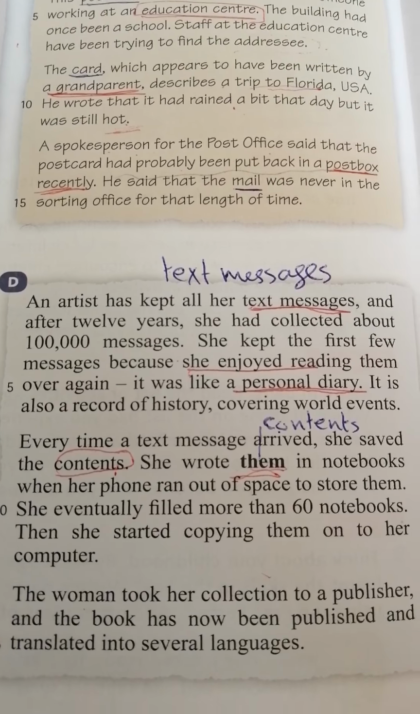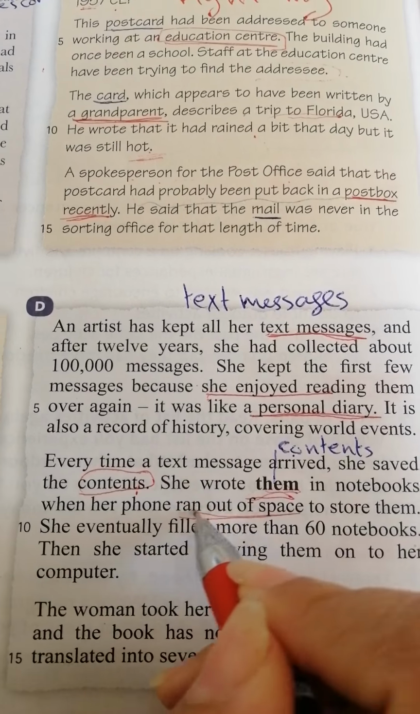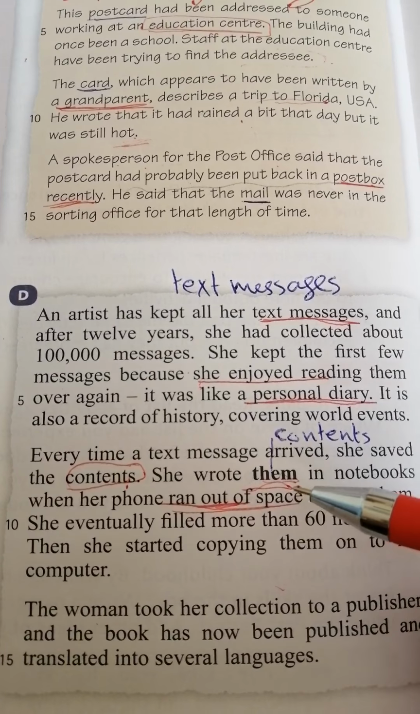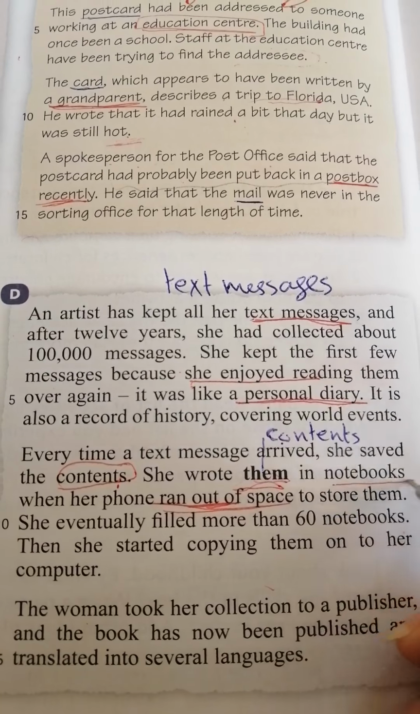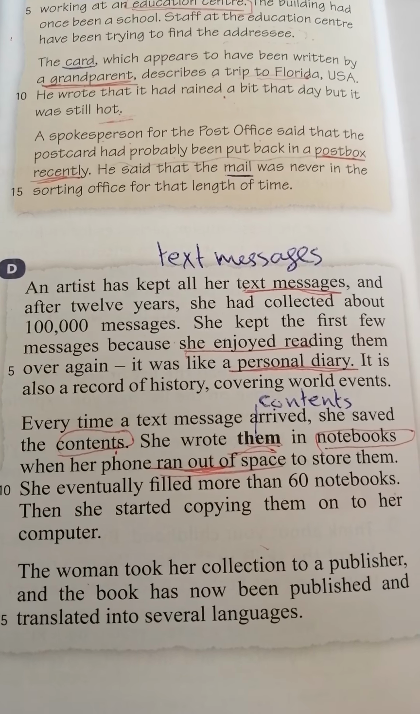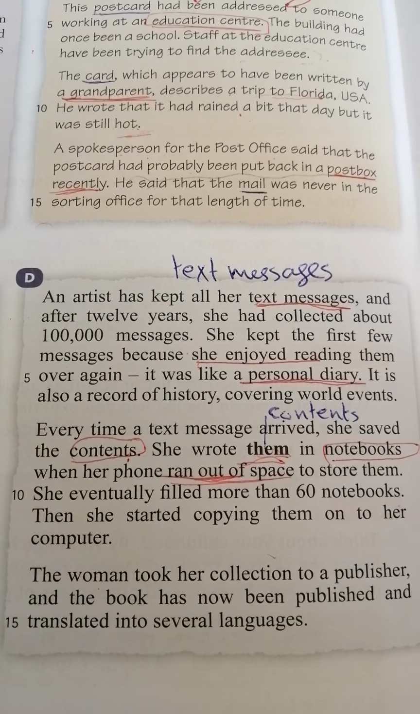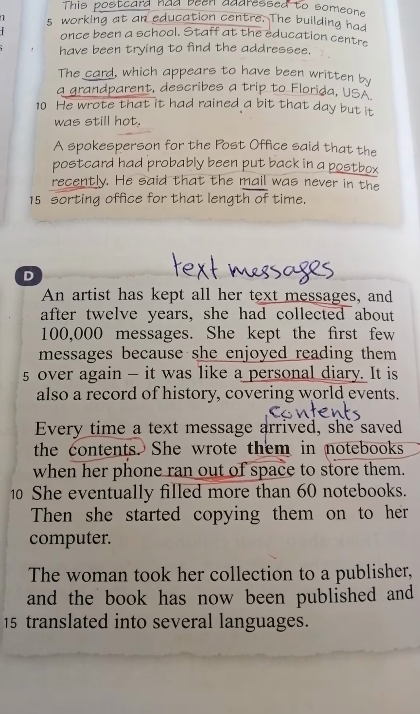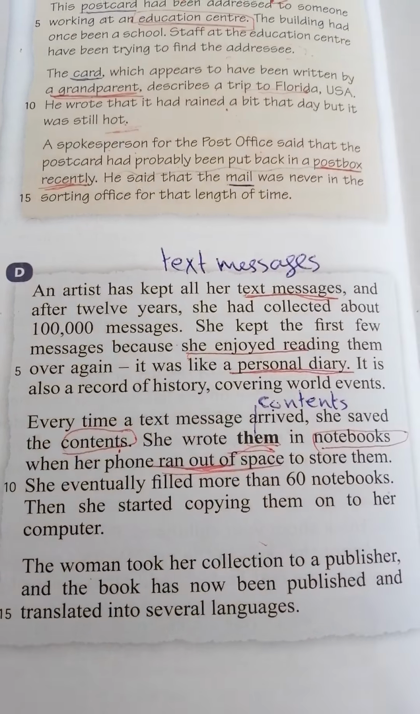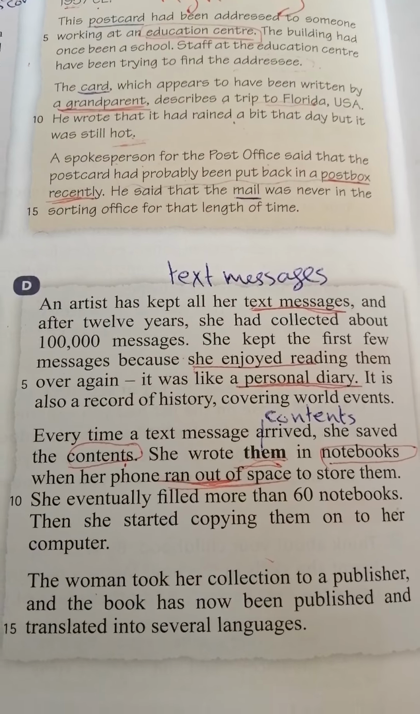When her phone ran out of space to store them. Sometimes your phone runs out of space, no memory. So what do you do? What did she do actually? She wrote them in a notebook. She eventually filled more than 60 notebooks. 60 notebooks of what? Text messages. Then she started copying them on her computer. Because she wants to save or to enjoy reading her personal diary and her memories.